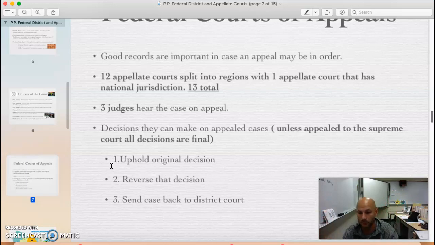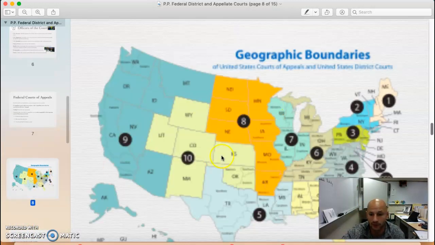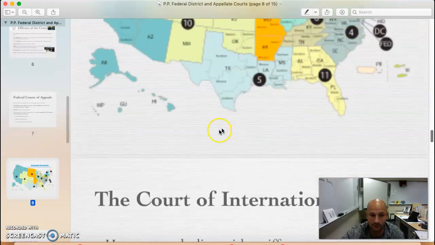Number 1, they will uphold the original decision. Number 2, they will reverse that decision. Or number 3, they can send the case back to the district court. Or, which I haven't read here, it can be appealed again. If they don't think they can make a judgment, they think it's for the Supreme Court, the highest court in the land, they can appeal that again to the Supreme Court, which is the highest court that we have, with Chief Justice John Roberts. Okay, so that is definitely one to take into consideration. You kind of see how it's broken up once again.